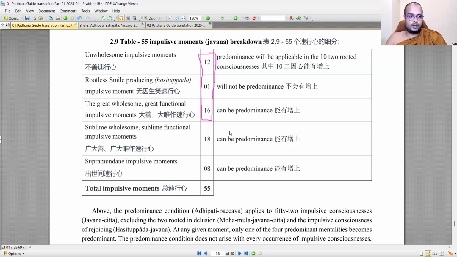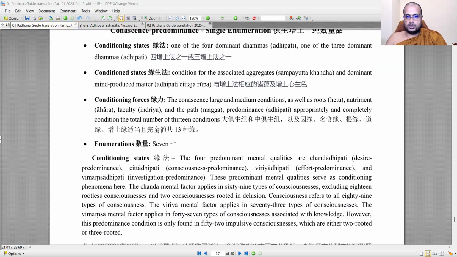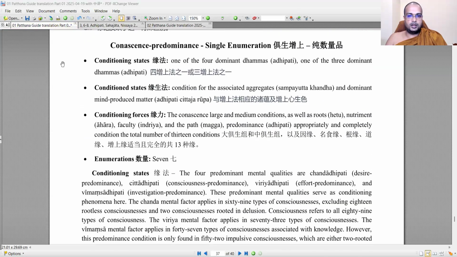Right. So one more thing we need to know here. In the conditioning states, it was given as one of the four dominant dhammas, Adhipati, and one of the three dominant dhammas, right? So here we have four, and here we have three. The meaning of "one of" is that only one type of predominance conditioning state will be applicable wherever it is going to take place.